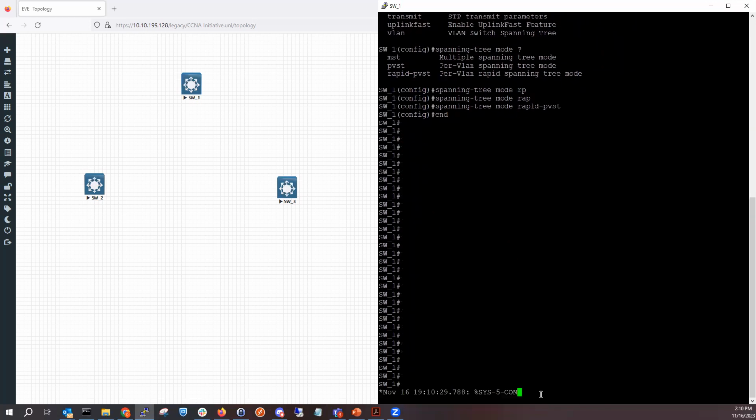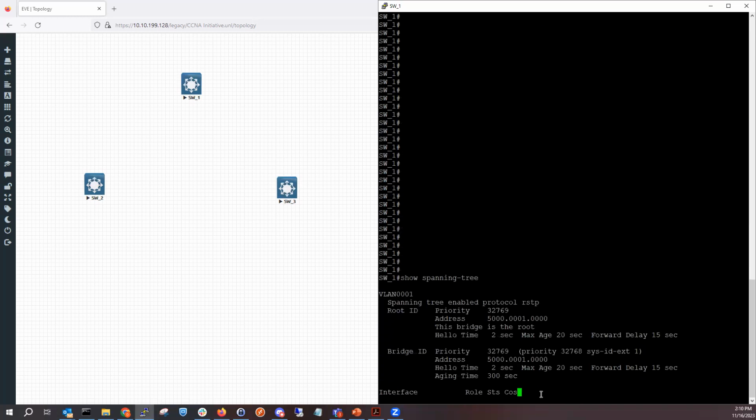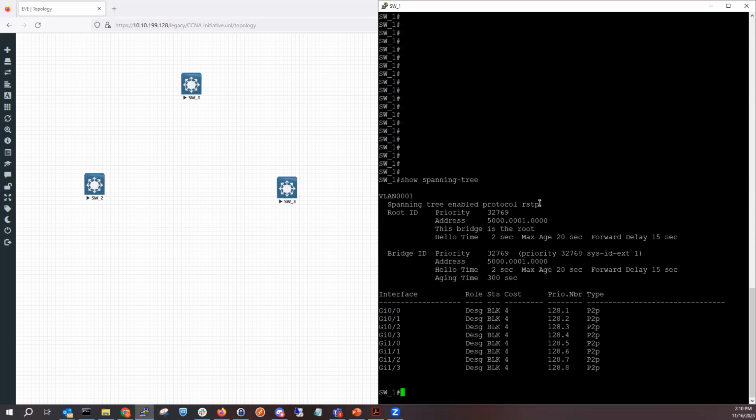Now let's go ahead and check it. We're going to have to do this for all of our switches. There we go. So now it is running RSTP. And like I told you guys, if we go to each switch, it's going to tell us that it itself is the root, because it hasn't communicated with anybody. It thinks, hey, I'm king and I have the lowest bridge ID in this topology right now, even though it's not connected to anything.